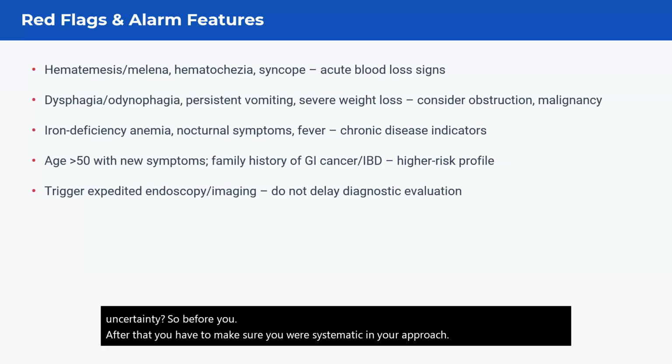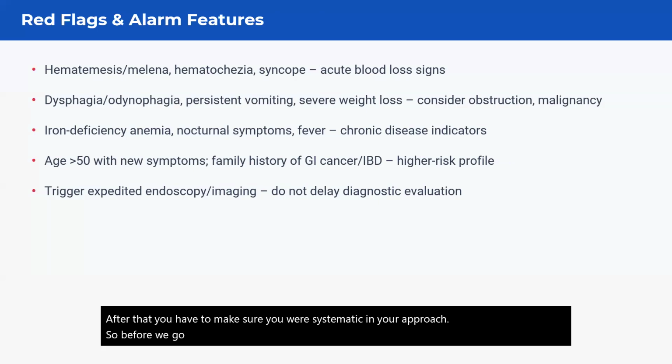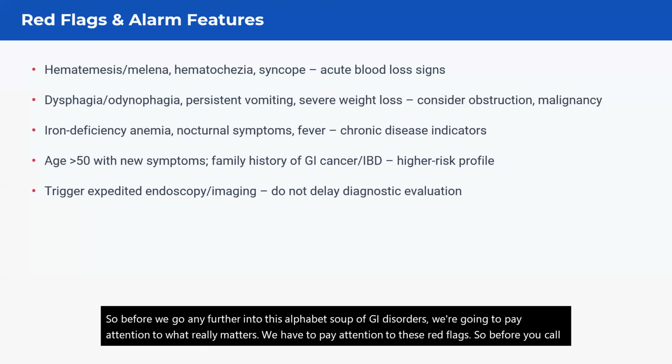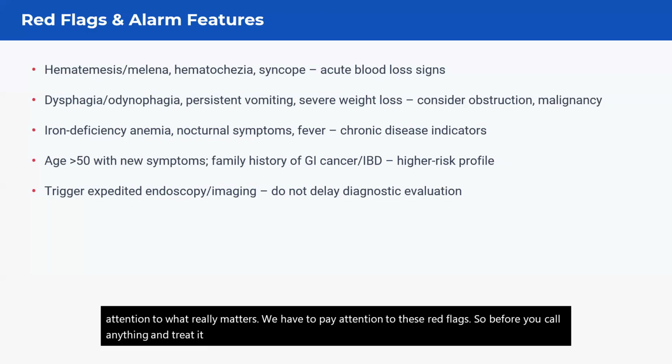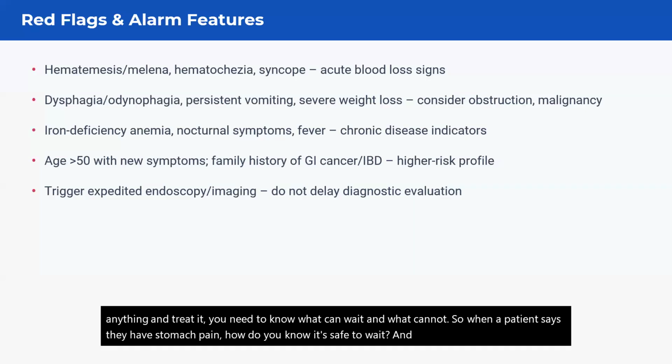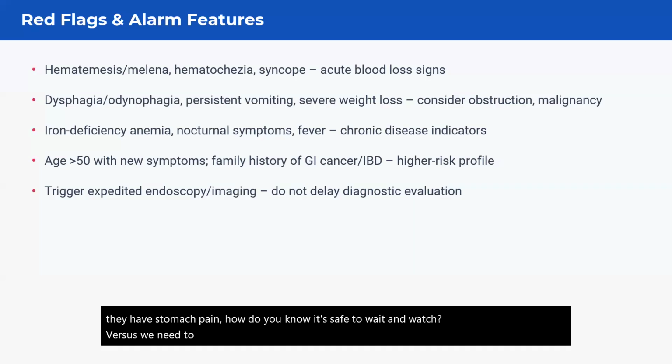So before we go any further into this alphabet soup of GI disorders, we're going to pay attention to what really matters. We have to pay attention to these red flags. So before you call anything and treat it, you need to know what can wait and what cannot. So when a patient says they have stomach pain, how do you know it's safe to wait and watch versus we need to hurry up and get to the C-suite? So the answer is going to lie in these red flags and this physiologic smoke alarm.